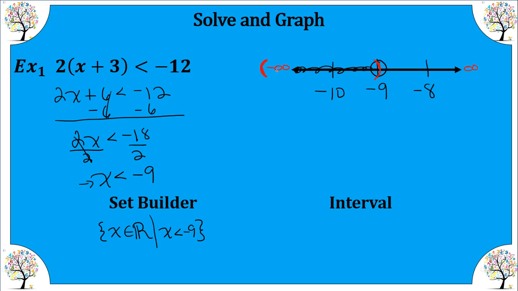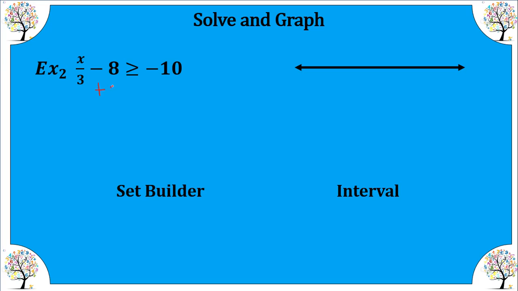So my interval notation is going to be -infinity, comma, -9 in both parentheses. It lines up just like we have here. Remember, you're always going to put the least value on the left and the greatest value on the right, and you read from left to right. Okay, let's try another one.